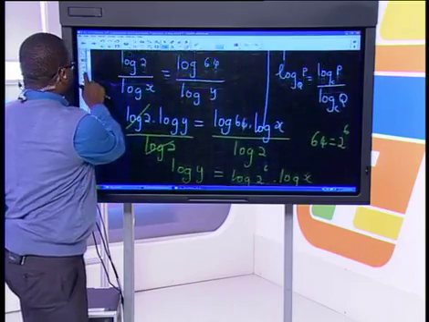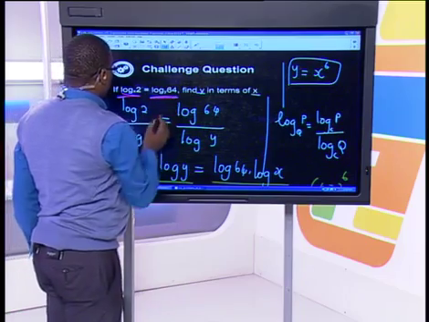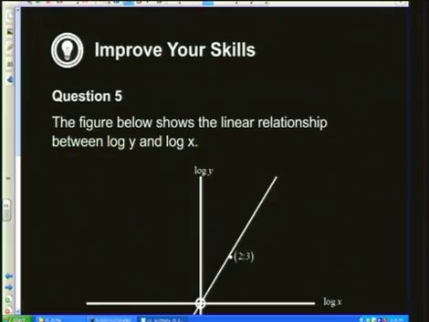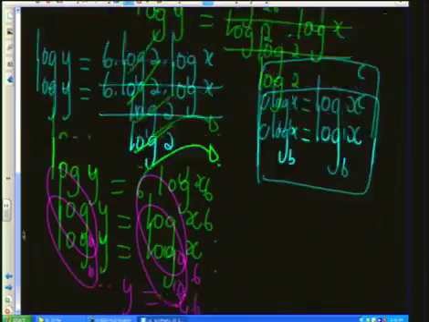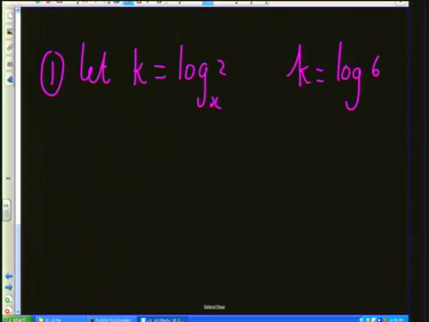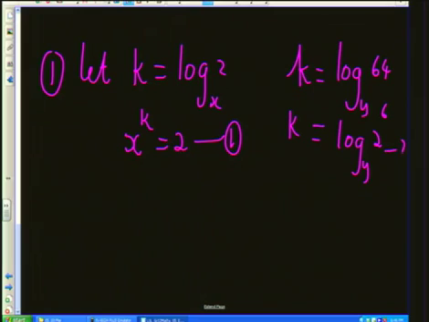And if we look at the solutions of some other people, they're saying that because these two are the same, your log 2 base x is the same as log 64 base y, which is a quicker method. You're going to try it at home, right? The second way of looking at this is to let k equal log 2 base x, and let k again equal log of 64 base y. And this is the same as log 2 to exponent 6 base y. Now, if you take it from log form to exponential form, you'll have x to exponent k is 2. That's your first equation. And this one is your second equation.